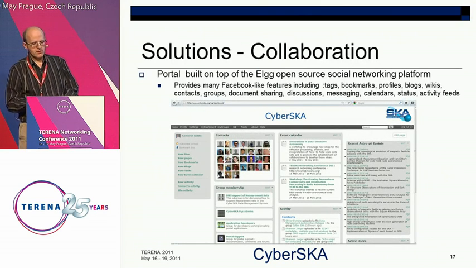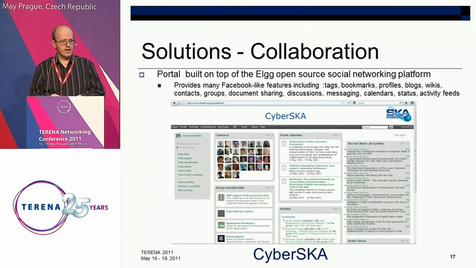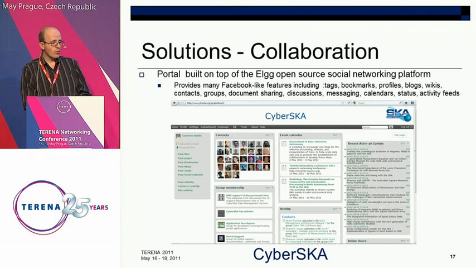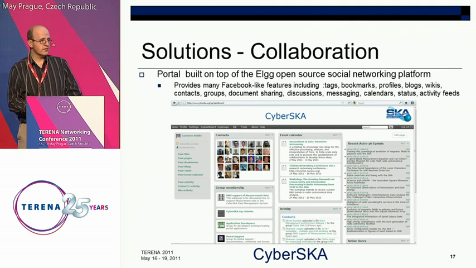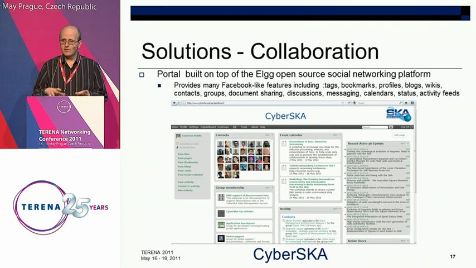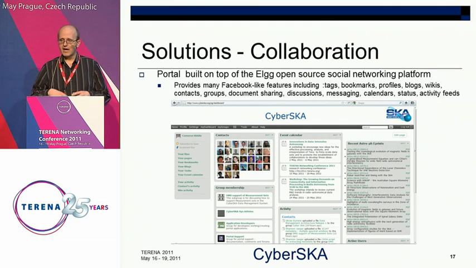So, the solutions that we've developed so far. In terms of the collaborative portal, we've built a portal at www.cyberska.org. Essentially, it's a portal built on top of an open source social networking platform called Elgg. This provides all of the common Facebook-like features, such as wikis, document and media sharing, messaging, discussion forums, blogs, microblogs, and activity feeds for following what other people are doing.